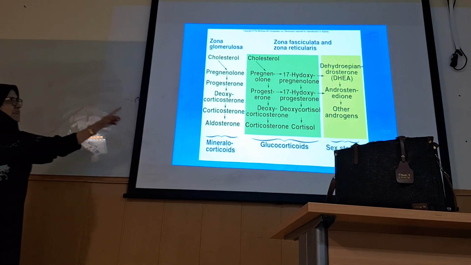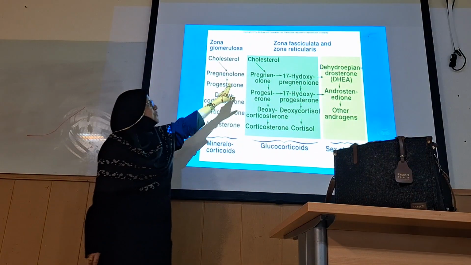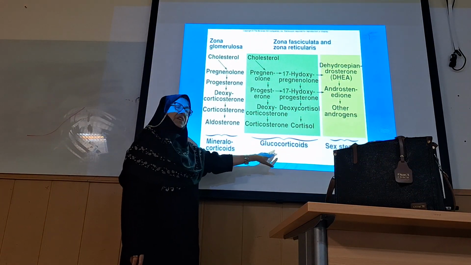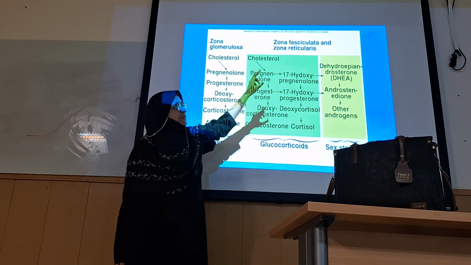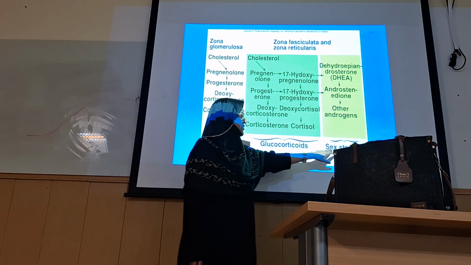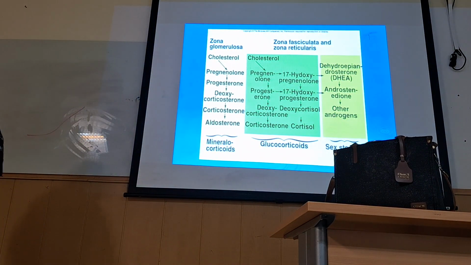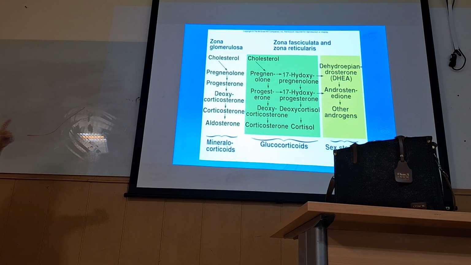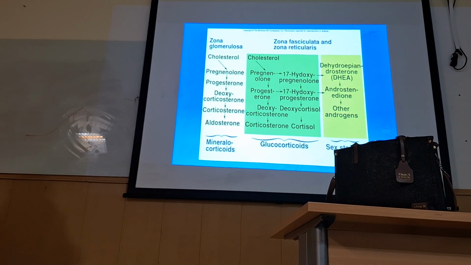From zona glomerulosa, mineralocorticoids are secreted. From zona fasciculata and reticulata, glucocorticoids are released, especially from zona fasciculata. Sex steroid hormones are released from zona reticulata. Okay? From zona glomerulosa, mineralocorticoid is released. From zona fasciculata and reticulata, especially fasciculata, glucocorticoid is released. From zona reticulata, sex steroid hormones.